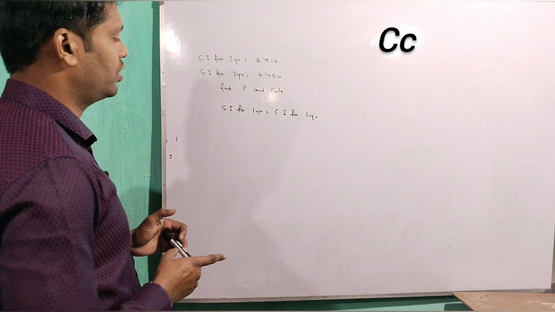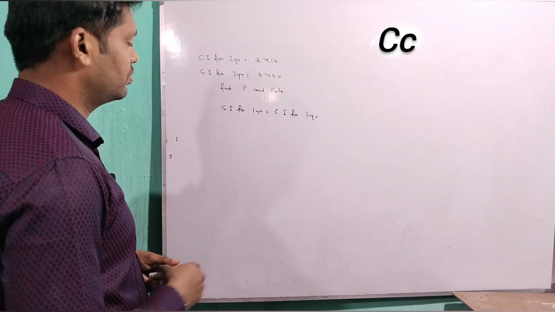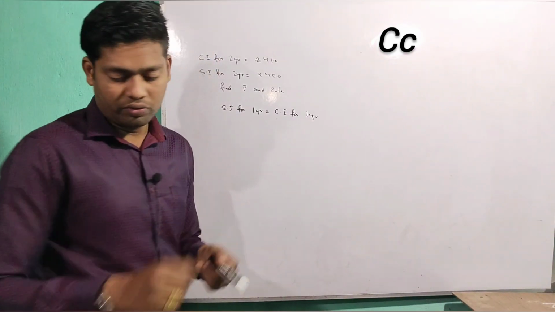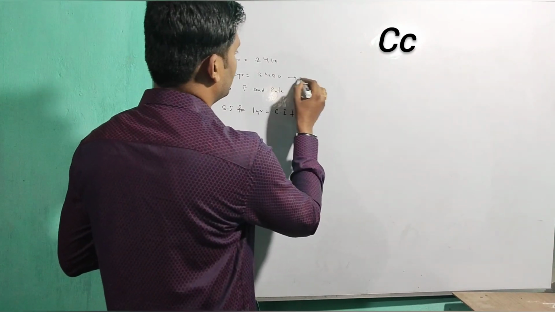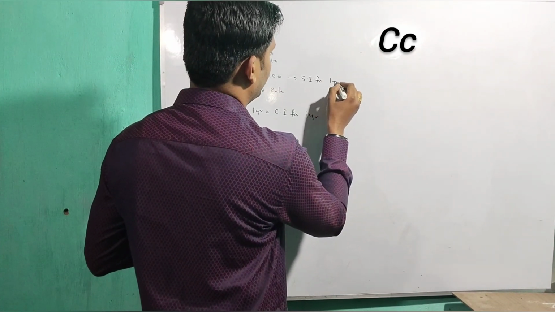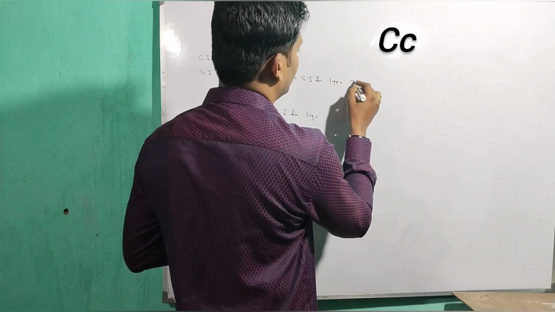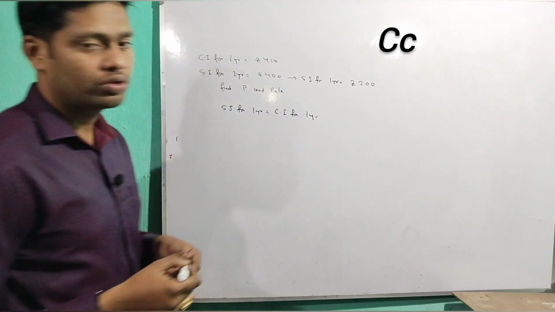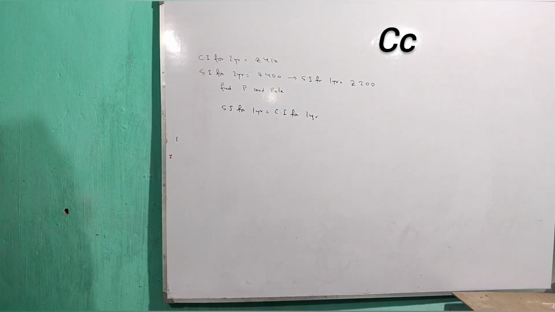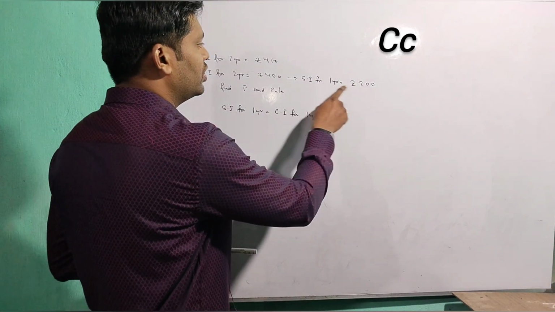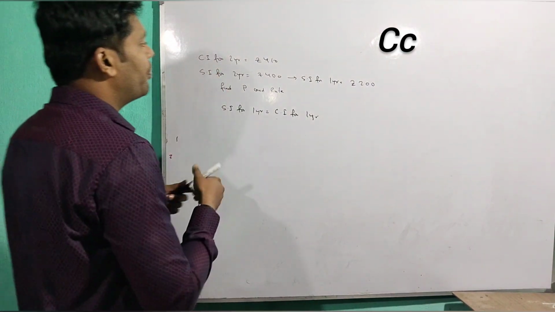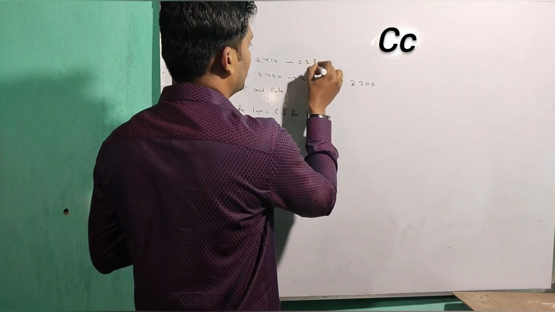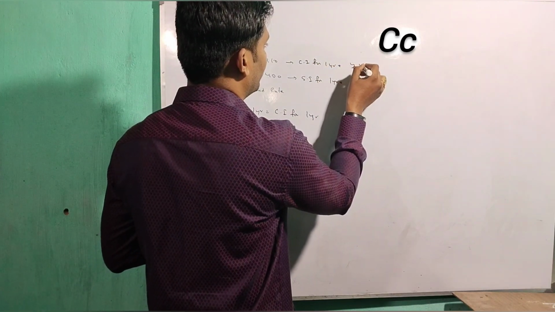Sir, how to do half? So simple interest for 1 year is equal to how much? 2 years is 400, so 1 year will be rupees 200. So simple interest for 1 year is 200 only, divided by 2. And compound interest for 1 year is equal to rupees 410 by 2.